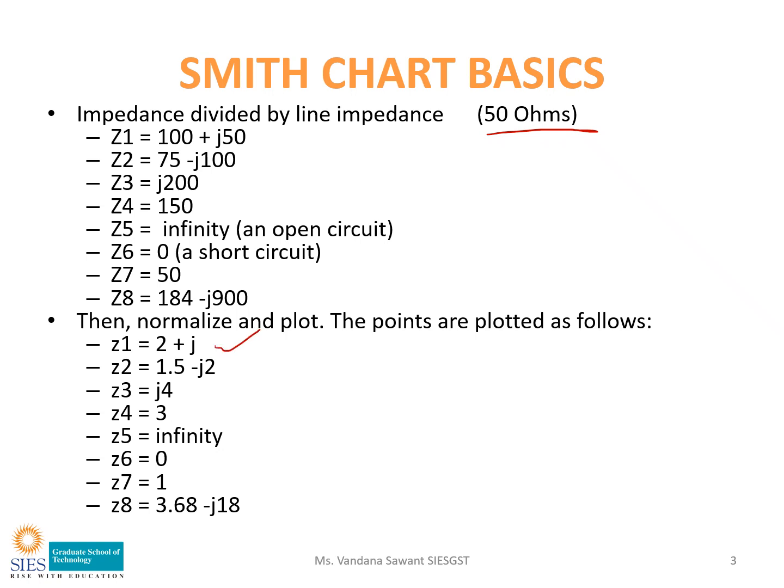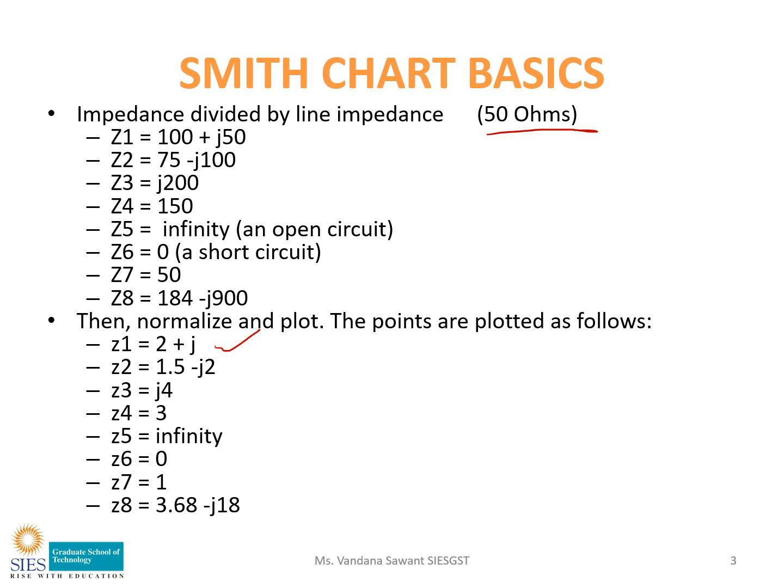In this way, for all these various values of the load, we can calculate the normalized value by dividing by the 50 ohm characteristic impedance. Z2 is equal to 75 minus J100, divided by 50, so that will become 1.5 minus J2. Similarly, Z3 is J200, so there is no R value. We have to divide only this 200 by 50, so Z3 is equal to J4.